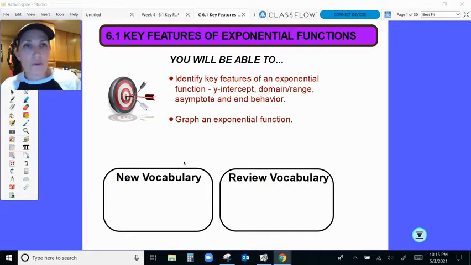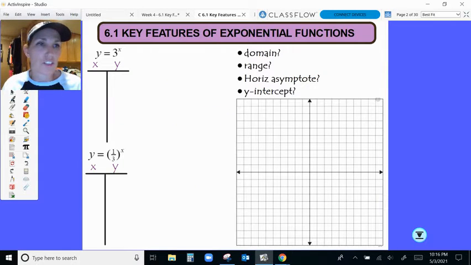Everybody, welcome back. We are going to begin Unit 6 today. 6.1 is Key Features of Exponential Functions. This whole last year with COVID, we have been kind of living the whole exponential growth curve, on how things grow exponentially instead of linearly. And so we're going to take a look at that today. We're going to look at some of the key features of those functions.